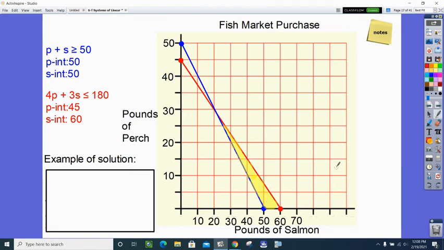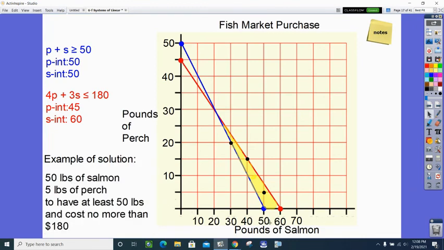So just to show you what I mean, let's get a different color here than the reds and the blues. So there would be a sample. All of these, you could have parts of pounds, okay? But that would be one, and that would be one, and that would be one, and so forth. So let me just give you some that I have here already written out. So if we had 50 pounds of salmon and 5 pounds of perch, that would give you at least the 50 pounds, and it would not cost more than $180. So there's the example of a solution. I give how many pounds, and I explain why it's a solution, because it's at least the 50 pounds and it does not cost more than $180.